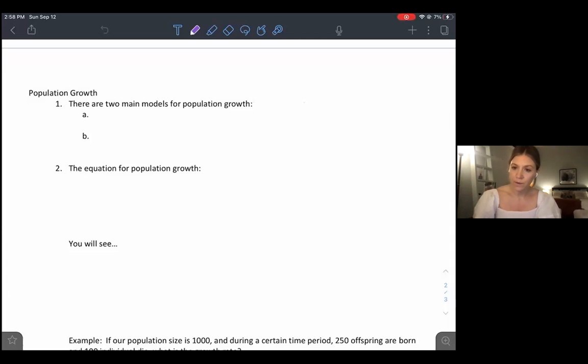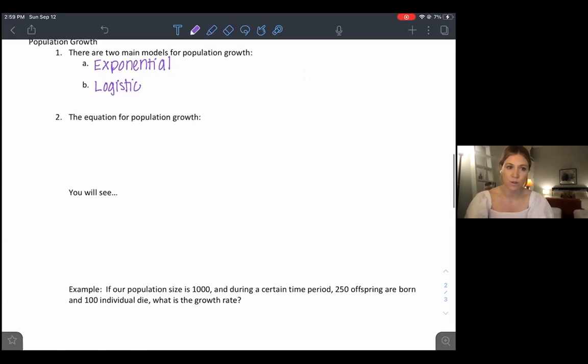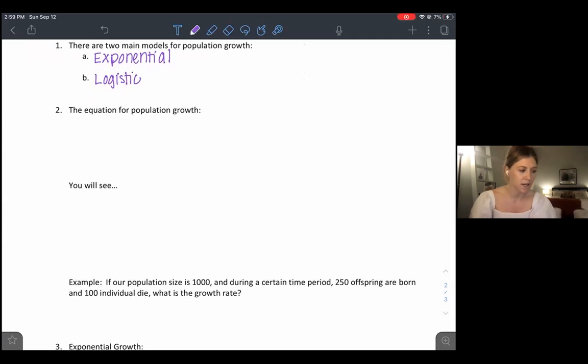Okay. So, if you already read the textbook or watched the podcast, you should know that there are two main types of population growth. We have exponential growth, and then we also have logistic growth. Okay, those are going to be the two models of growth that we're talking about today. We also have several equations that we can use to calculate population growth under those two different conditions.